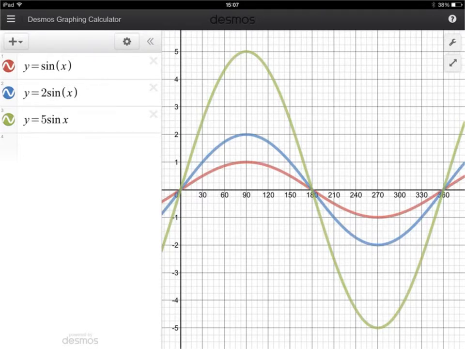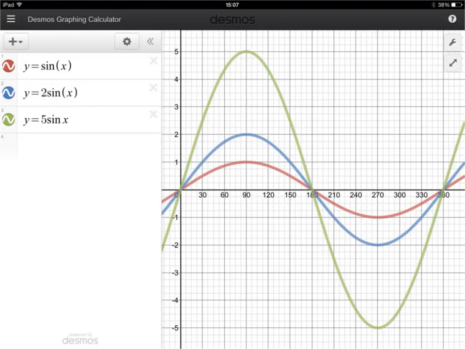And on the green one, the maximum's 5, the minimum's minus 5, and it was 5 sine x. So basically putting a number in front here changes what the graph goes up to. So instead of it going up to 1 as the maximum, it goes up to 5. So what this actually changes is the amplitude of the graph.